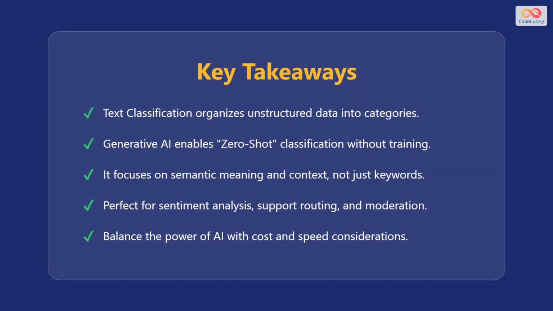To summarize, text classification helps you organize unstructured data effortlessly. Generative AI makes this accessible through zero-shot learning, focusing on true meaning rather than just keywords. While you should keep cost and speed in mind, it is a powerful tool for automating workflows like support and moderation.